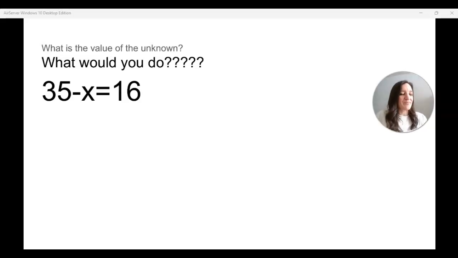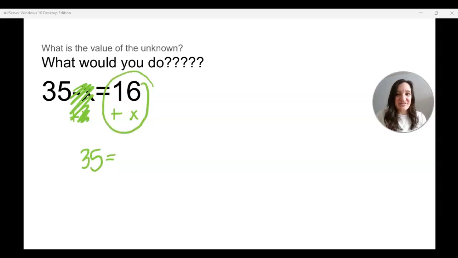Here's what you could do. Instead of adding a number, we can actually add an x. That would cancel those out, leaving you a 35 over here. And on this side, those aren't like terms, are they? So we would be left with 16 plus x.